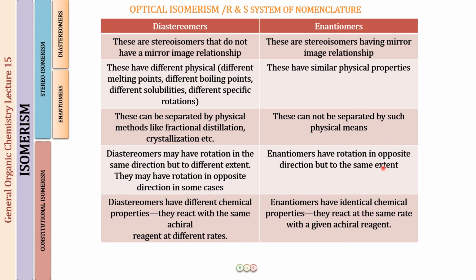That is what we've just now talked about. One will be rotating the plane polarized light in the clockwise direction, the other one will be rotating in the anti-clockwise direction but to the same extent. The diastereomers have different chemical properties. They react with the same achiral reagent at different rates. The enantiomers have identical chemical properties. They react at the same rate with a given achiral reagent. But when they react with optically active compounds, chiral reagents, it is then that they are going to show a different behavior. Again, this is something that I will be talking to you about in the next lecture.